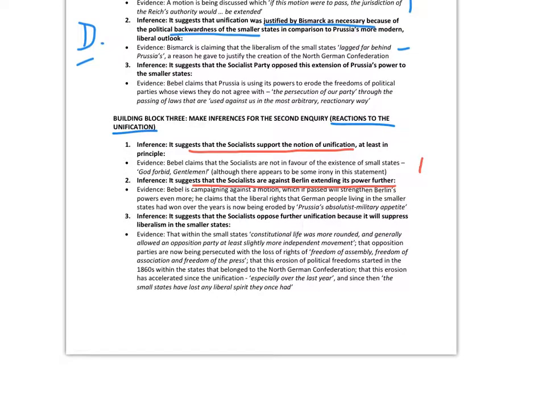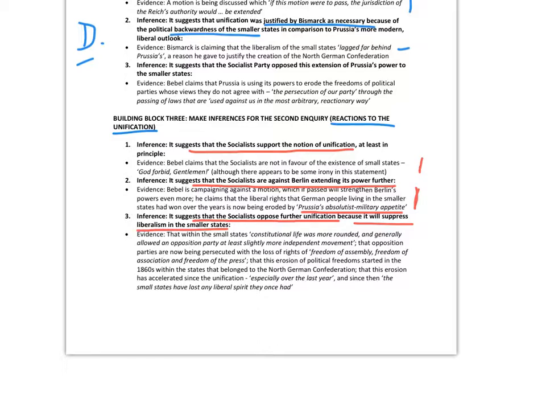So again, you've got reference to Prussia's absolutist military might. Bebel is campaigning against a motion which, if passed, will strengthen Berlin's powers even more. So again, notice short little quotes. The key thing is put things into your own words. You must demonstrate understanding. Make your inferences to the third one. It suggests that the socialists oppose further unification because it will suppress liberalism in the smaller states. And again, lots of short examples. If you're writing under pressure of time, don't feel you've got to put all those little examples in. It depends on how fast you write, but you've got to be punchy.